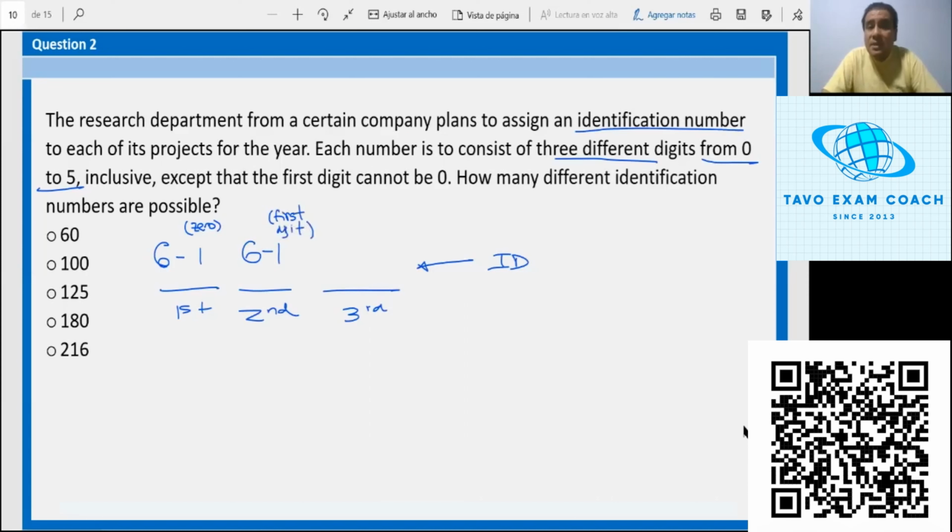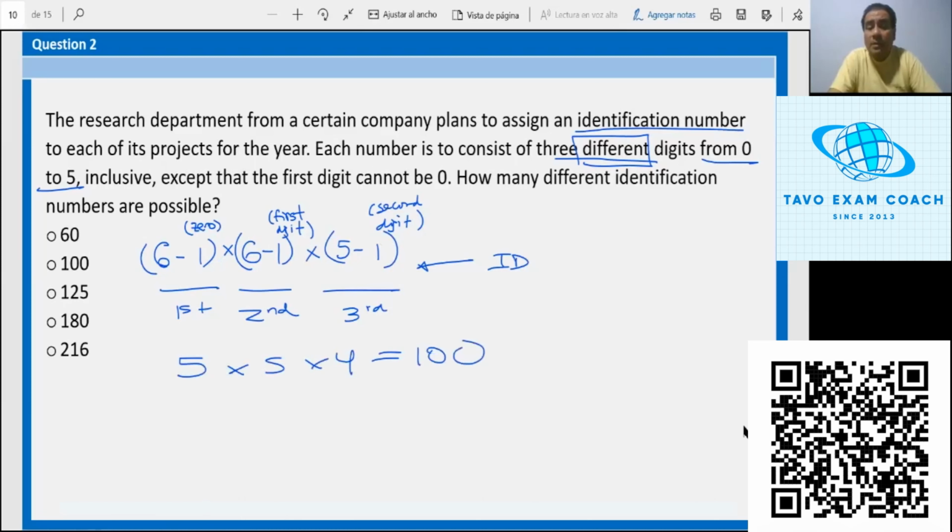And finally, since now you have 5 for the second position, for the next position, it still has to be different. So you would have 1 fewer option than the previous one. So if you had 5 in the second position, here you should have 5 minus 1 because you cannot copy the second digit. So you multiply these options, that is 5 times 5 times 4, and that is 100. The answer is option B.